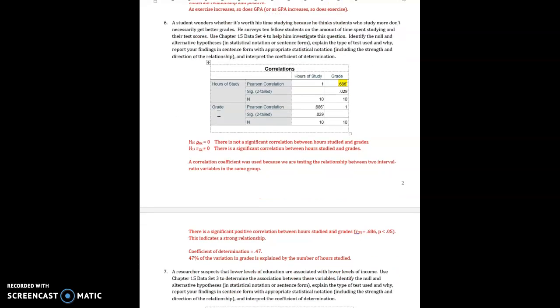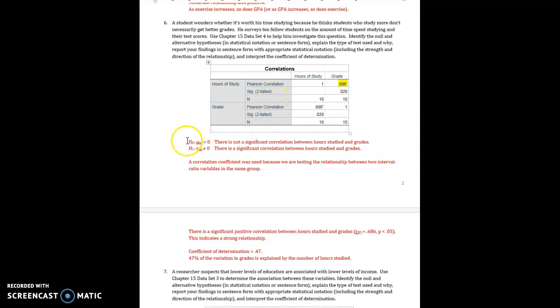Okay, moving on to number 6. Number 6 now is one of the full problems, right? This is asking you to provide the null and alternative hypotheses. I give you the choice here to do this in either statistical notation or sentence form, but I have the answers for both. Explain the type of test used and why, and report your findings in sentence form. Then you're also asked to interpret the coefficient of determination. So first, this one is asking whether or not there's a correlation between hours studied and grades.